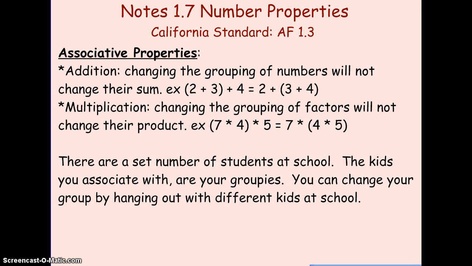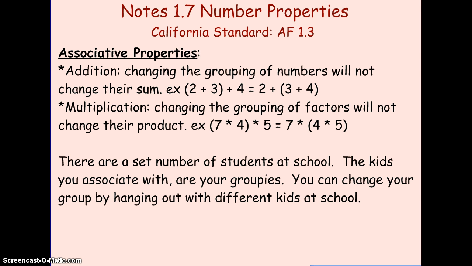And for multiplication, changing the grouping of factors will not change their product. So again, parentheses 7 times 4, close parenthesis, times 5 is the same thing as 7 times parenthesis 4 times 5. Notice again, the factors did not move, only the grouping symbols. And a trick for remembering associative property is the kids who you associate with at school are your groupies. You can change your group by hanging out with different kids at school without changing the number of kids at the school. Okay, so that's a little trick for remembering it. You're not changing the number of students that attend the school, you're just changing your groupies.